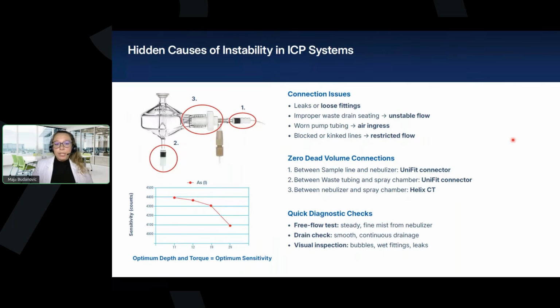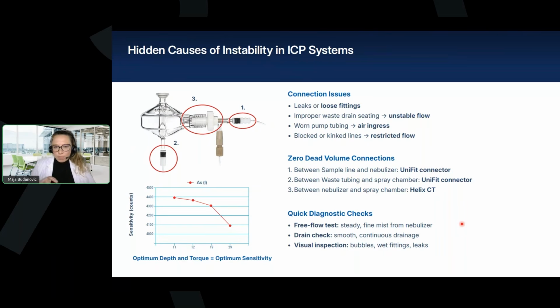Now I wanted to mention some of the hidden causes of instability, because they are often overlooked. They are connection related issues. Leaks, loose fittings, incorrect drain pump settings, sometimes worn pump tubing, or even blocked lines can all affect your sample flow and introduce air into the system. There are a few quick checks that can help identify these problems. The first one we already mentioned, which is the free flow test to check for a fine steady mist from your nebulizer. Next is to check your drain flow, whether it's draining smoothly.